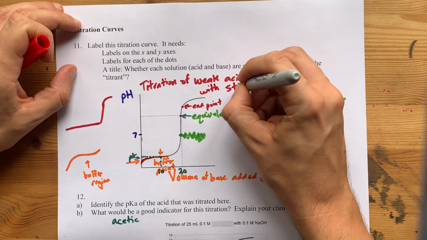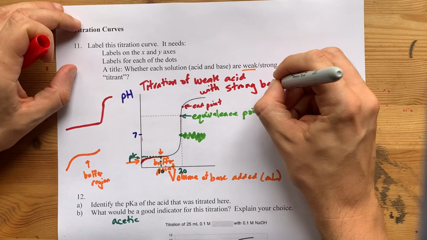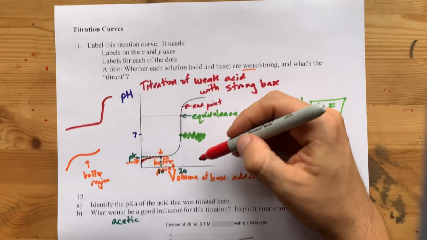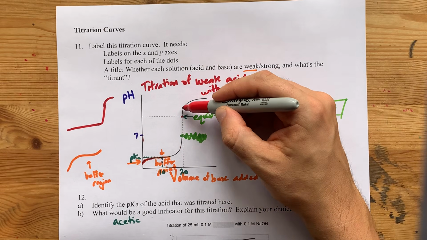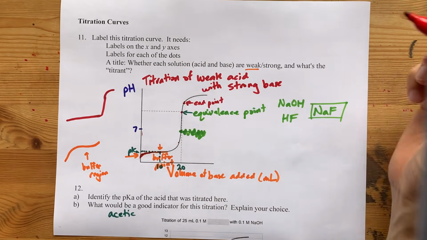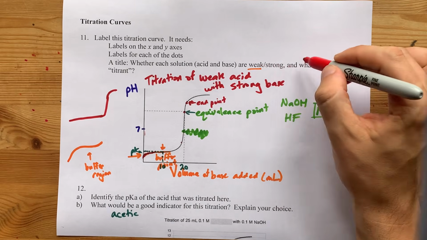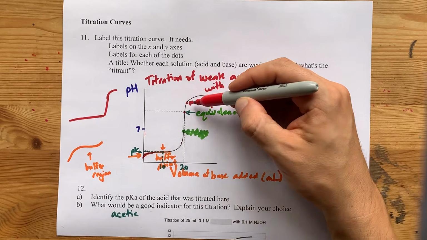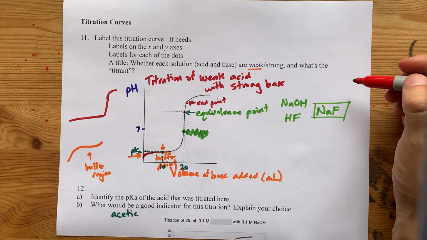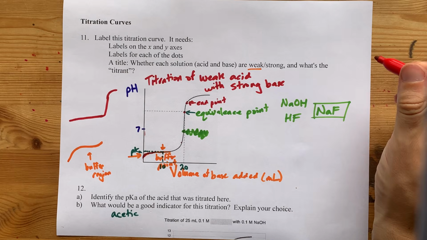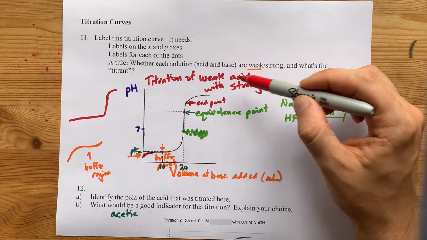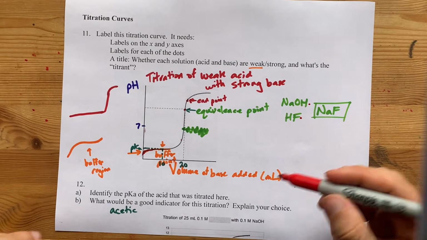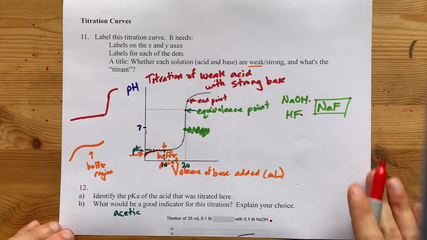And I'm going to guess that we are adding a strong base here simply because we have such a violent rise from like pH 4 to pH 10 in just a couple drops. A weak acid, weak base titration will generally have a more gradual slope, and it's tougher to see where the equivalence point is. Titration of weak acid with strong base. Yeah, that's it. Just like HF and NaOH, similar to the graph that I would have given you in question 12 here.